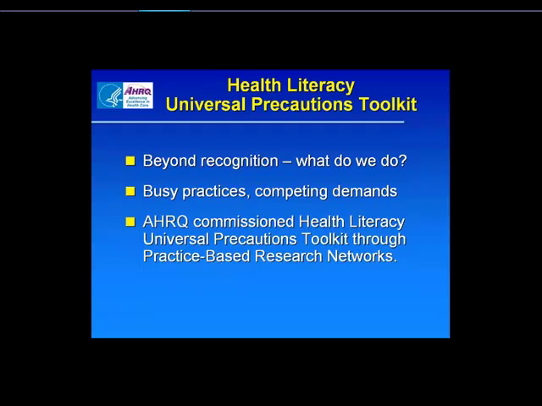And so AHRQ, my agency, the Agency for Healthcare Research and Quality, commissioned this Health Literacy Precautions Toolkit. And we used our practice-based research networks to get a group of researchers and practitioners who really understood both what it's like to work in a busy practice, but also what is the potential for improving health literacy.